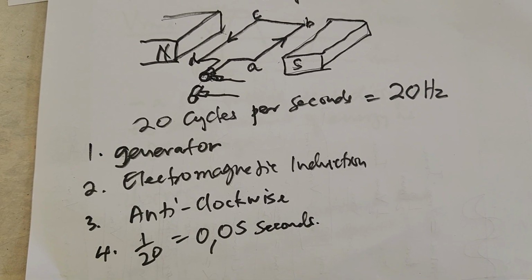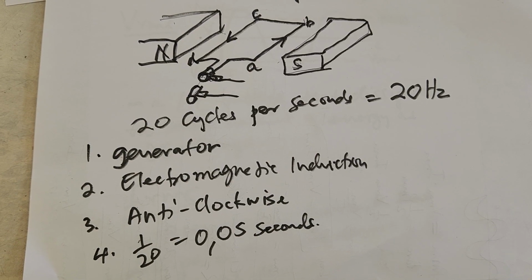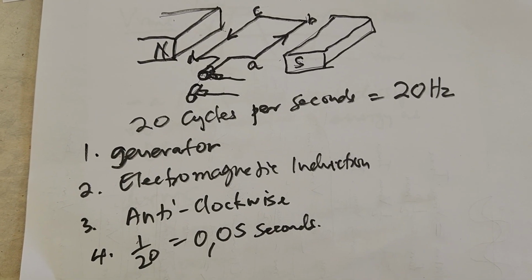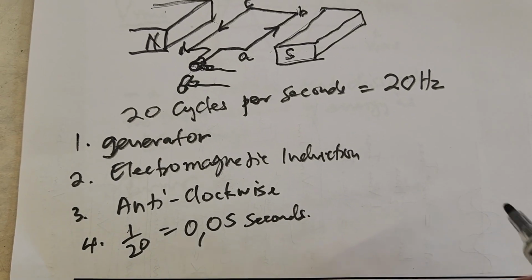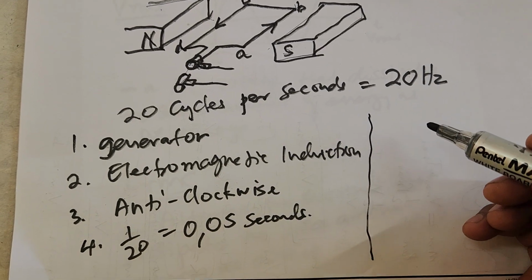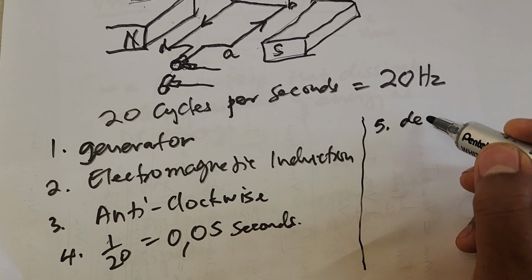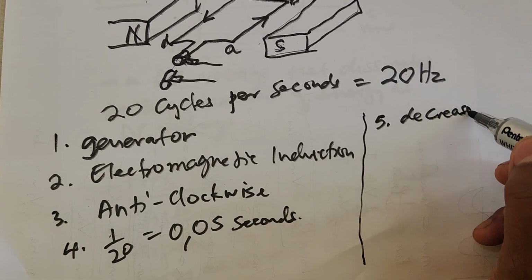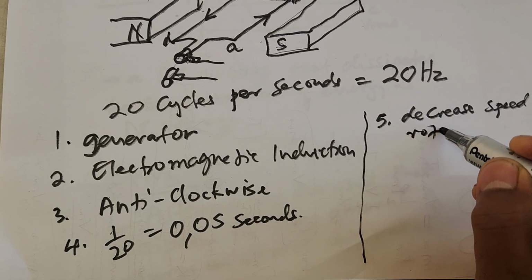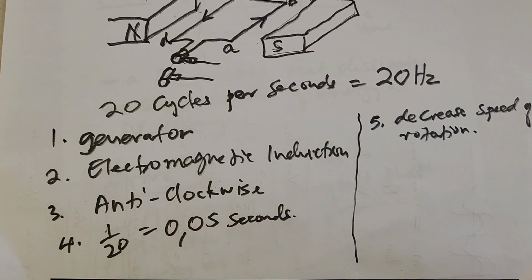The next one says, state one way in which this machine can produce lower output voltage without changing the construction. How can you produce a lower EMF without changing the construction? We can decrease the speed of rotation. That's the one you can do without changing the construction.